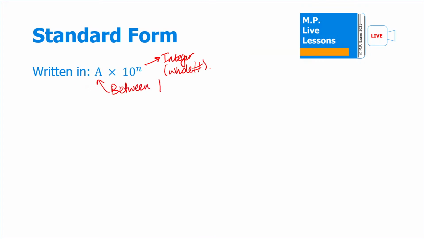Now a good use, as I said before, with powers is standard form, and we write this in the form a times 10 to the power n. So n has to be an integer or a whole number. And a needs to be between 1 and 10. As in, it can include 1, but not 10.